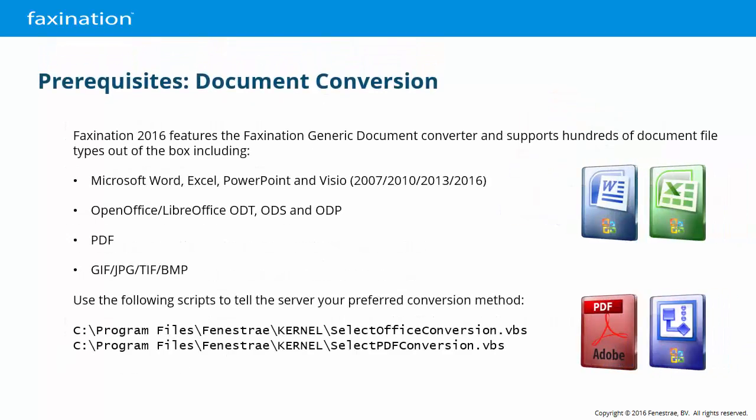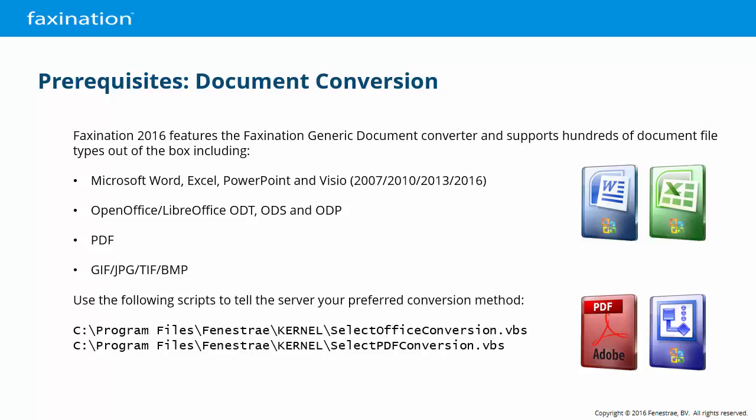The latest Windows Server operating systems don't allow us to use Microsoft Office for document conversion, so we've introduced the Faxination Generic Document Converter. It supports hundreds of different file types, pretty much every type of file used in a business context in the past 2 decades or so. However, you still have the option of using OpenOffice to convert standard Office files. Similarly, you can use Adobe Acrobat, GoScript, or the Generic Document Converter for the conversion of PDF files.